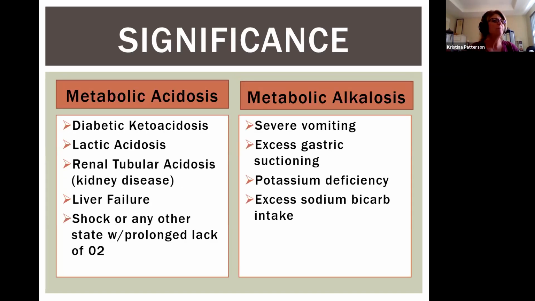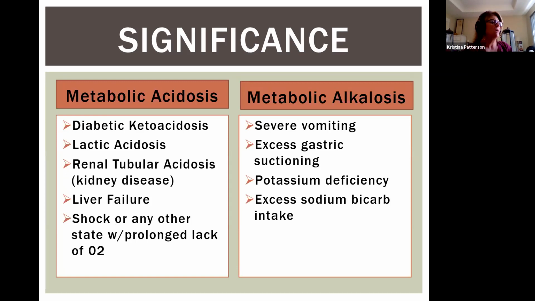Okay, then we move into metabolic. So metabolically, the same thing. We can have a metabolic acidosis or a metabolic alkalosis. So metabolic acidosis is going to be your patients who are in DKA. Think diabetic ketoacidosis. It's right in the word. So they have too many ketones and then they're acidotic.